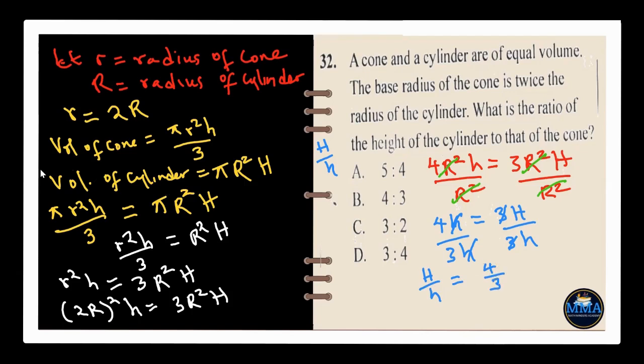So writing that fraction as a ratio will now give us big H ratio small h equals 4:3. So that's the ratio of the cylinder to that of the cone, and that's option B. So mark option B and proceed to the next question, which is question number 33.